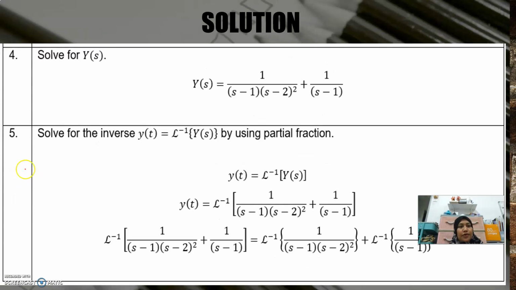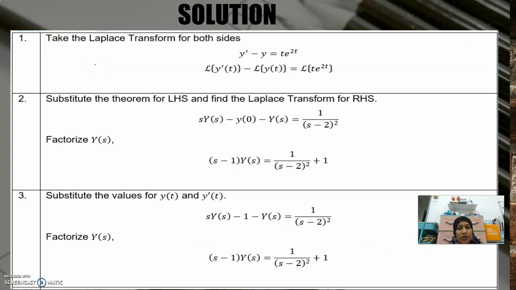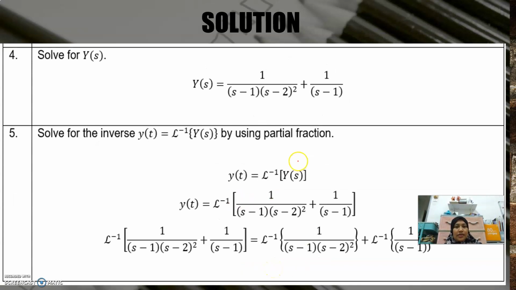Okay, in step 4, solve for Y(s). When our equation becomes like this, rearrange the equation into a Y(s) equation. So we need to divide all the right hand side by s minus 1. Okay, it will be like this, right?